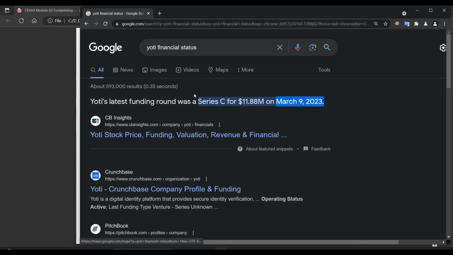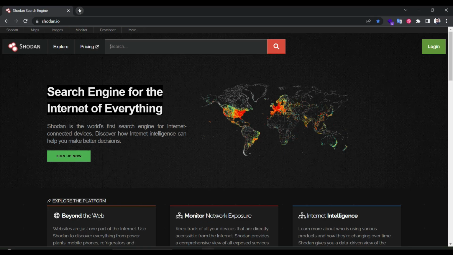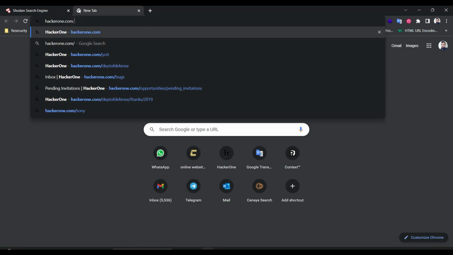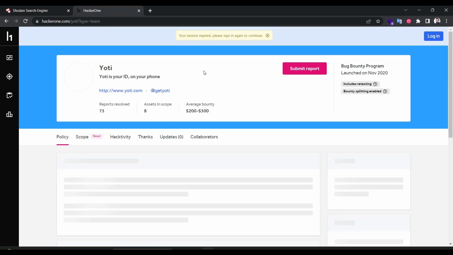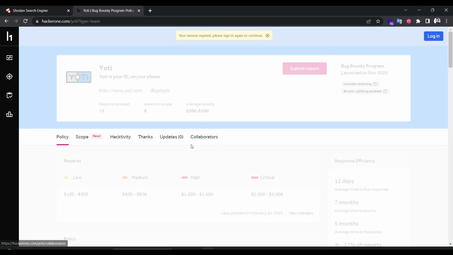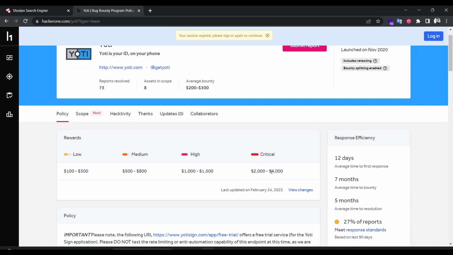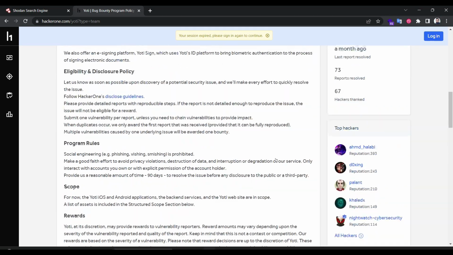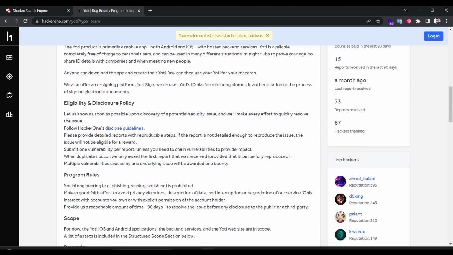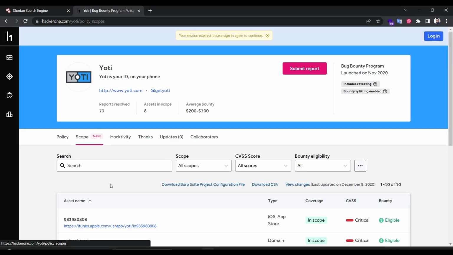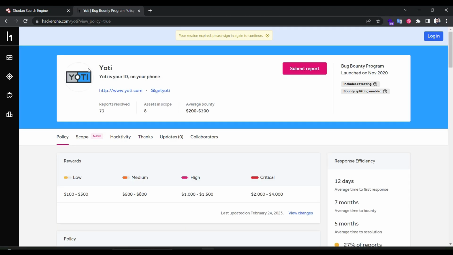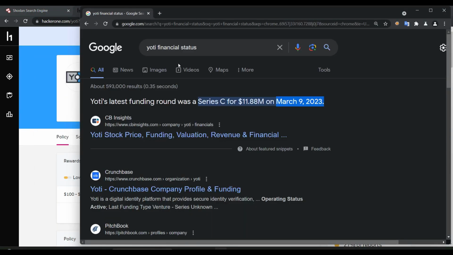We can see this because they have a program on HackerOne, hackerone.com/Yoti. So we are able to see that they are capable of paying you for your vulnerabilities if you discover something here. They are financially good and capable of paying you money for the vulnerabilities you discover. And here you can prioritize where to report and to which company you need to report.